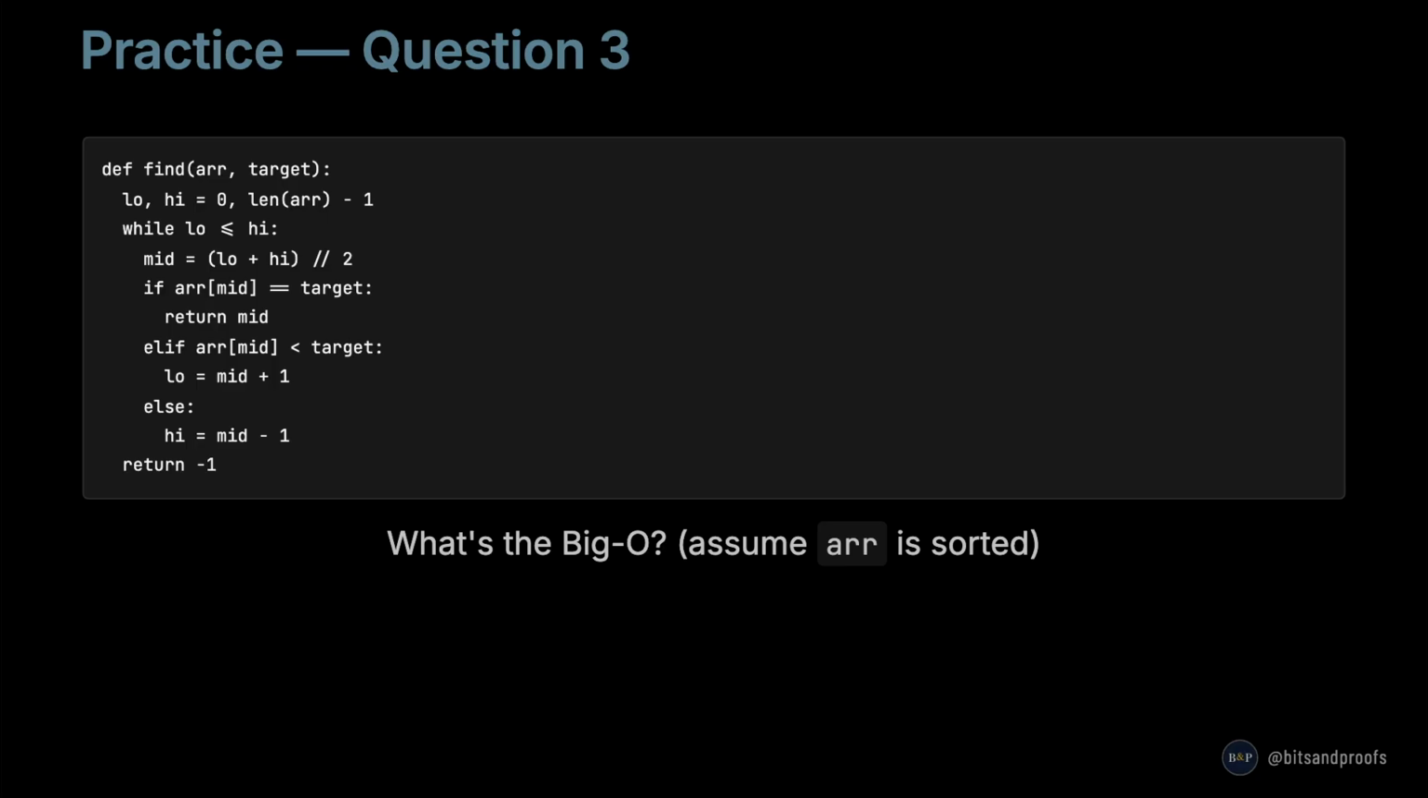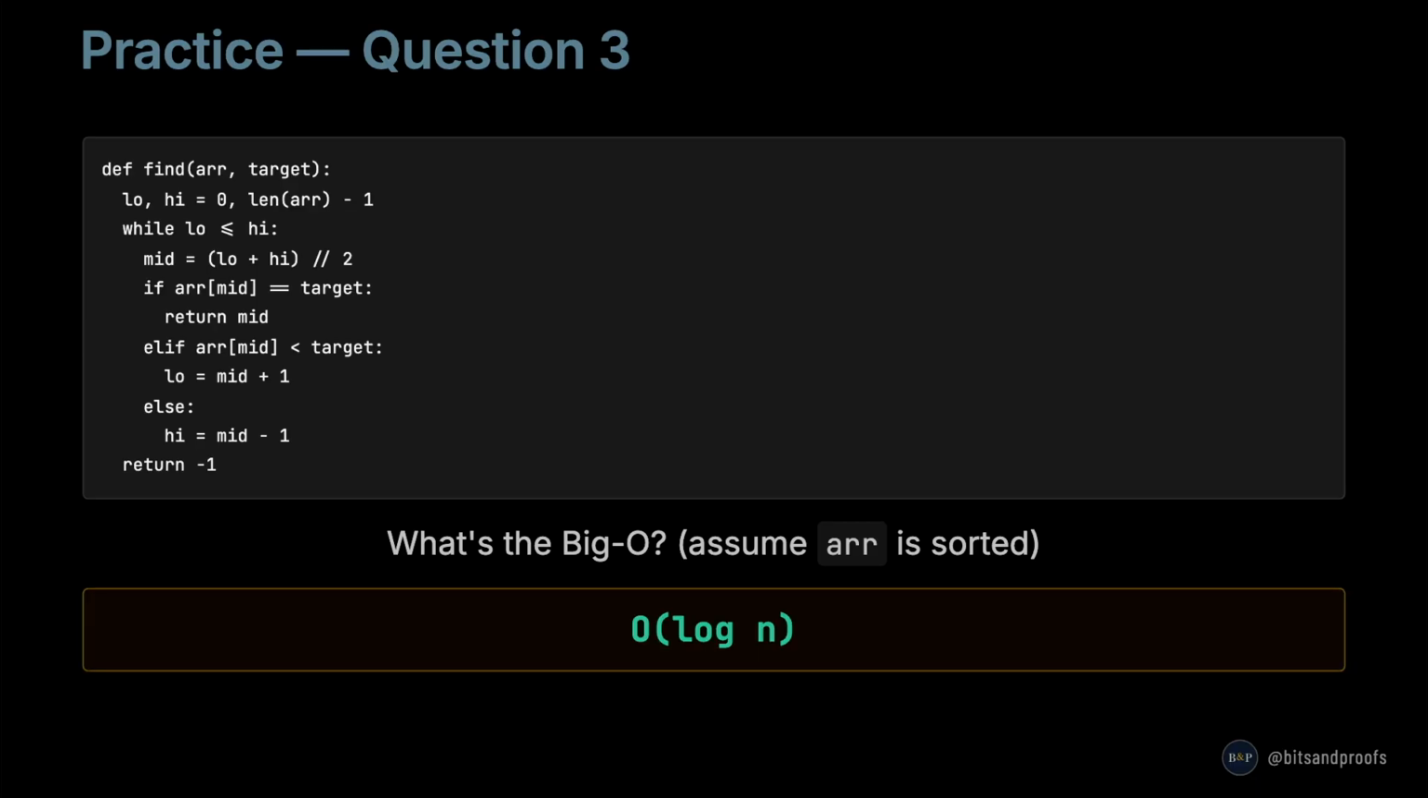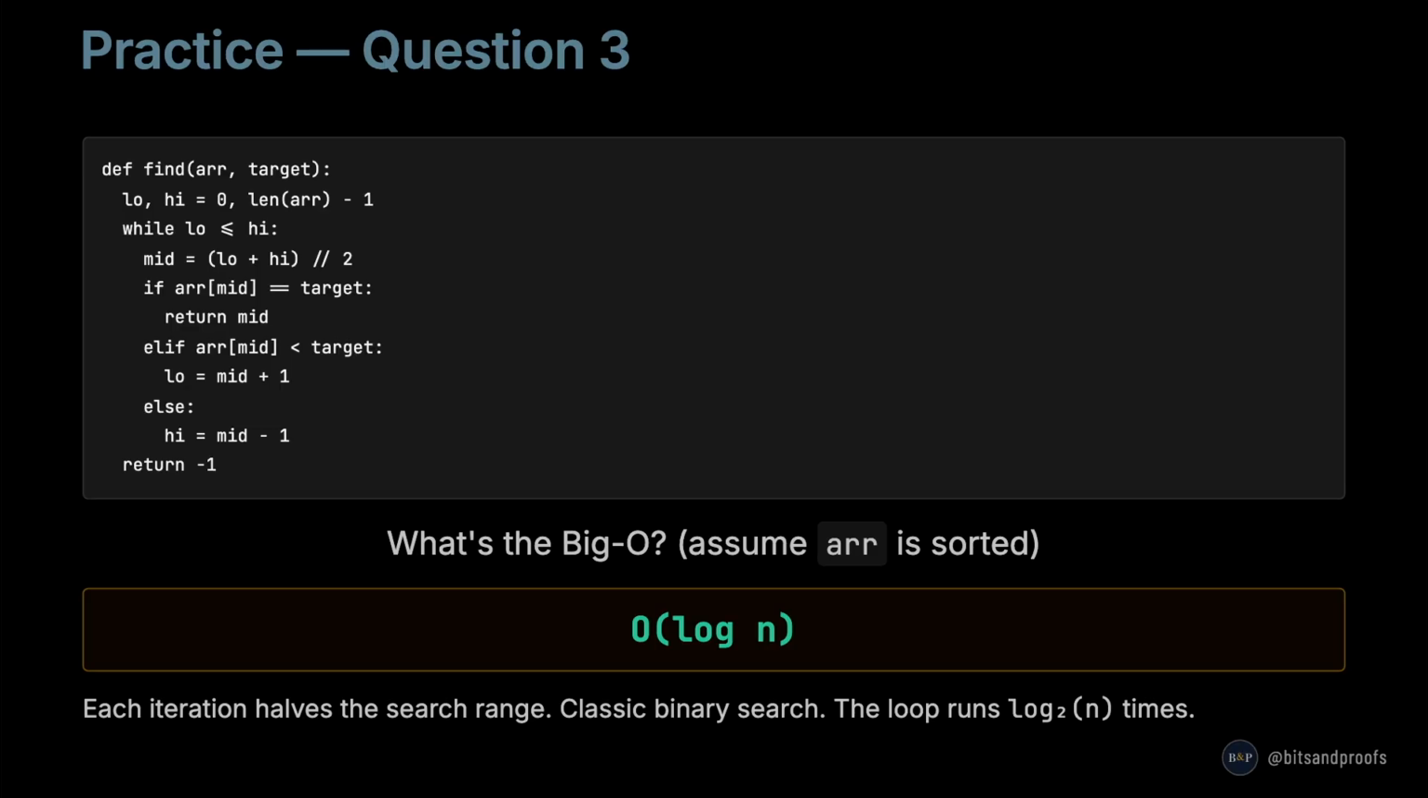Practice question 3. Looks like a classical implementation. Low and high pointers, mid calculated as the average, narrow the range each iteration based on comparison. Assume the input array is sorted. What's the big O? Pause and think. This one tests pattern recognition. What familiar algorithm is this? The answer is O(log n). Logarithmic time. This is binary search.